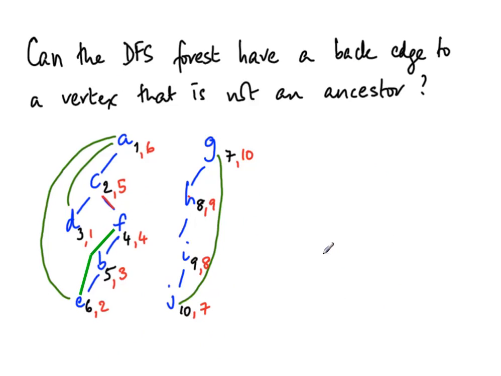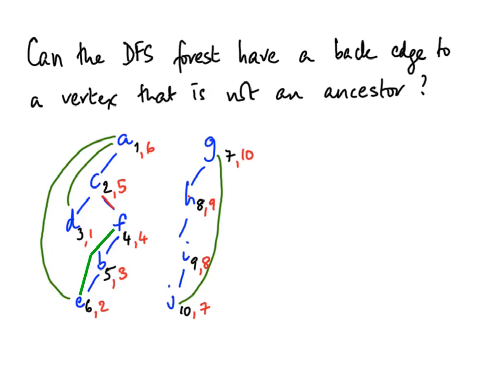So if you look at the DFS forest that we constructed, every back edge leads back to an ancestor in the tree. So the edge from D to A is from D to an ancestor A. The edge from E to A is also from E to an ancestor A. From J to G is also.